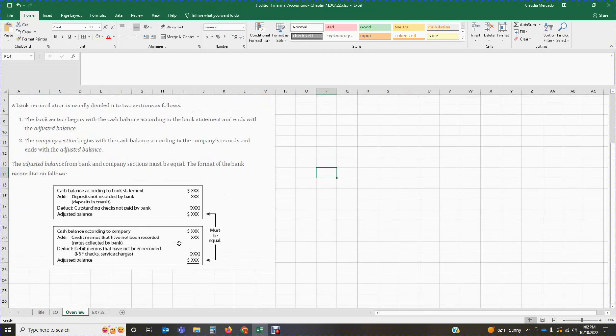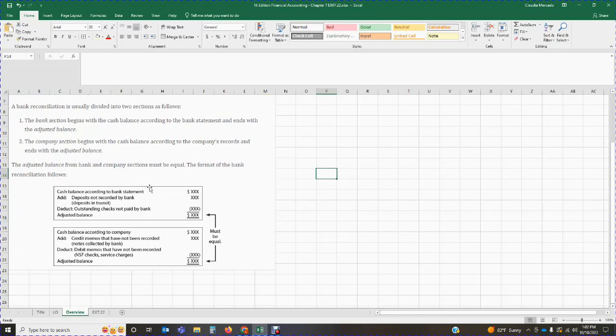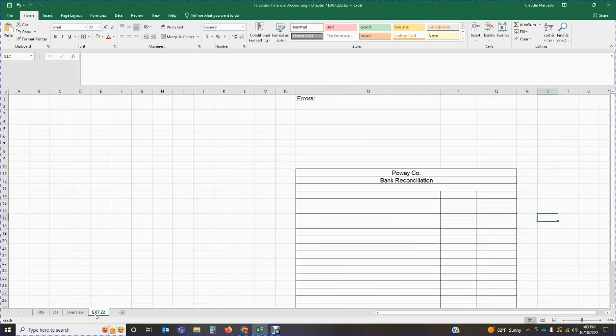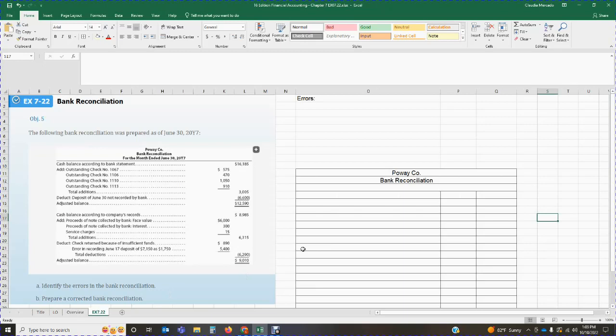So this is an example. We always start at the top with the bank section. The bottom one is the company section. We have all of the items. And then at the end of the day, when we're done reconciling, the adjusted balance for both must be the same. That is why we call it reconciling, because we need to make sure that we reconcile both the bank and the books. Both have to be the same amount. Okay. Now, this particular exercise is basically providing you with a reconciliation.